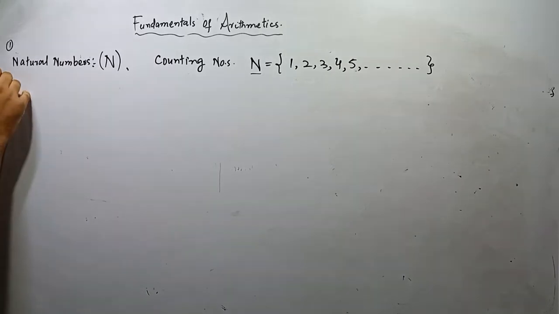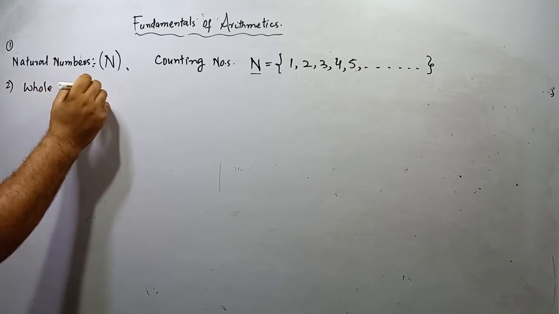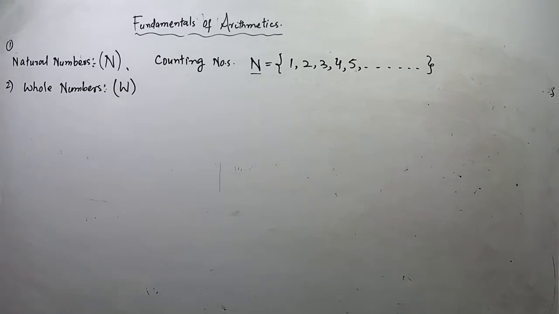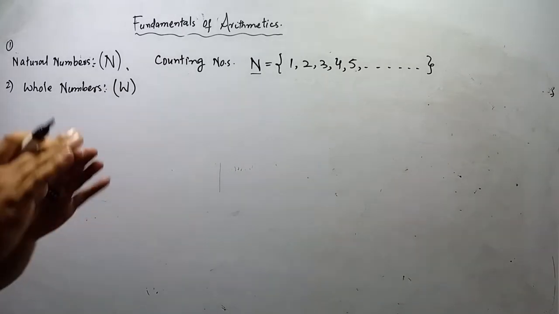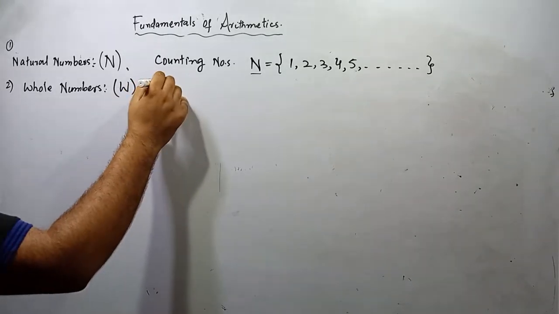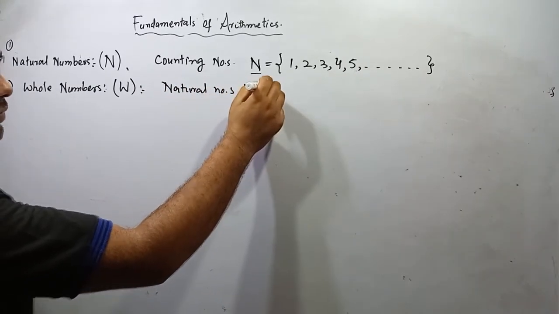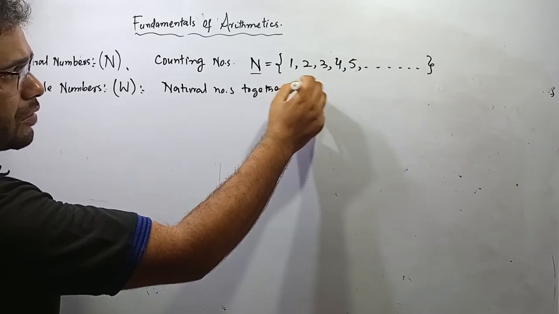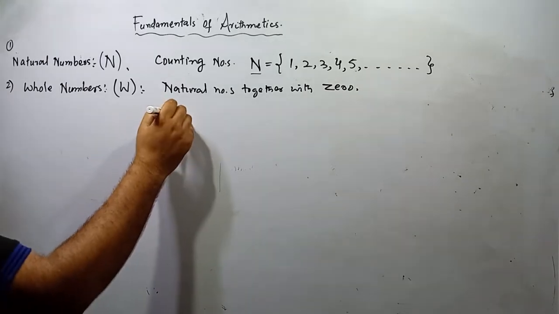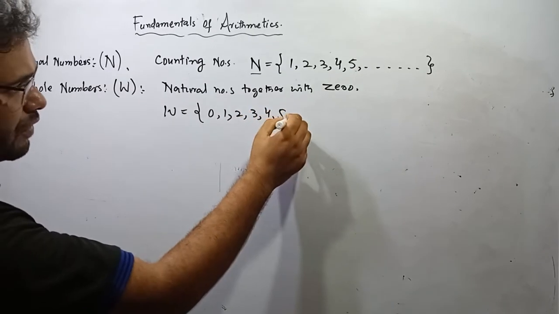Now the next one is the group of whole numbers, and it is denoted by capital letter W. Now you can see what whole numbers are. All natural numbers together with 0 form another group, which is called the whole numbers. So I can write here W is equal to 0, 1, 2, 3, 4, 5 and so on.